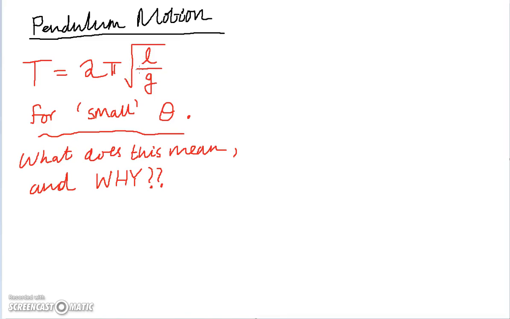Hi, today we're going to be investigating pendulum motion. Specifically, we're going to be looking at the equation that's displayed on the screen right now. T equals 2 pi times the square root of the length of the pendulum, L, divided by the gravitational field, 9.8 meters per second squared. But this equation only really works for small theta. So time period, T, equals 2 pi root L over g.